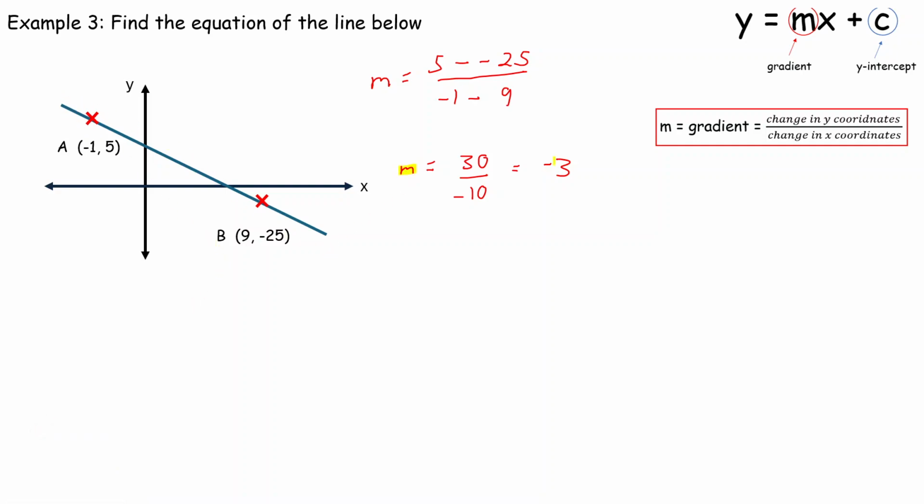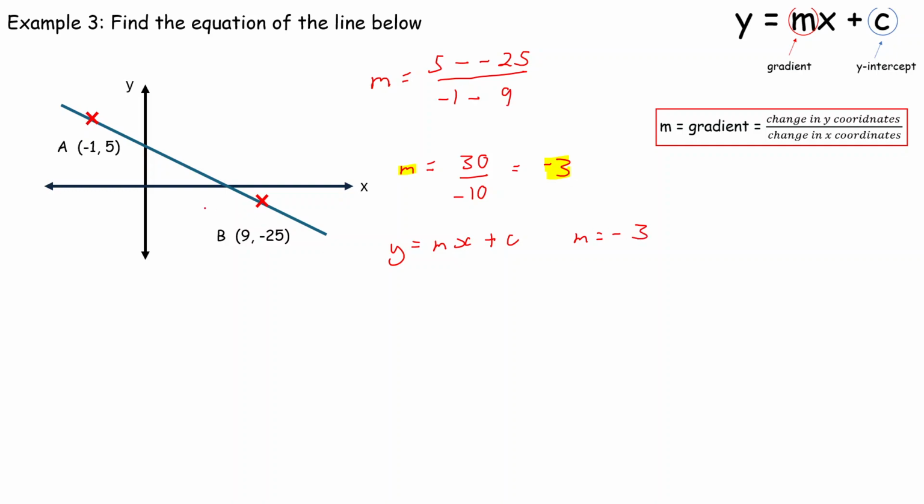So m is equal to -3, which is good. So I found my m value, my gradient. I've got to go and find my c value again, and I can't just go and read off a value because it doesn't tell me what this coordinate is. So I've got to go and use some substitution into y is equal to mx plus c, knowing that my gradient m is equal to minus 3.